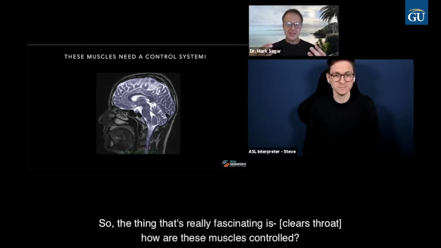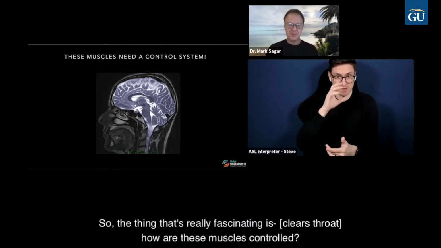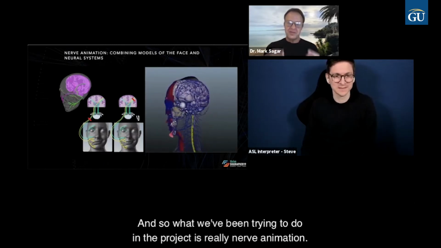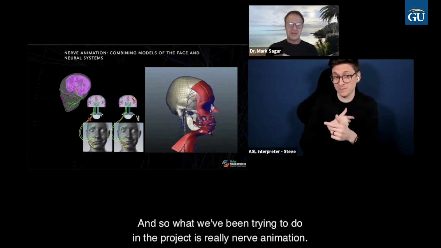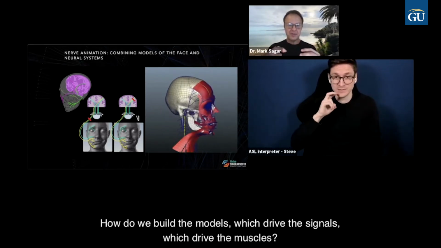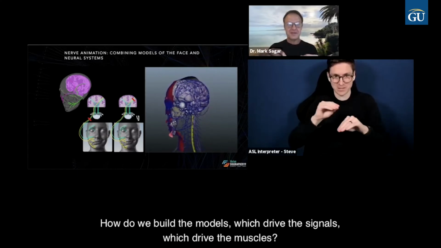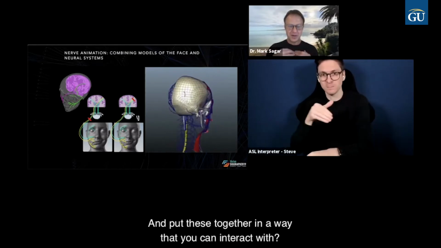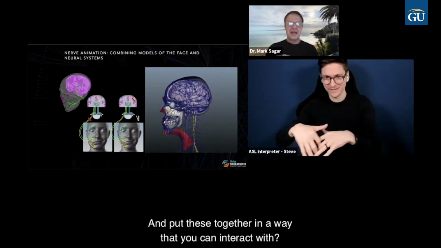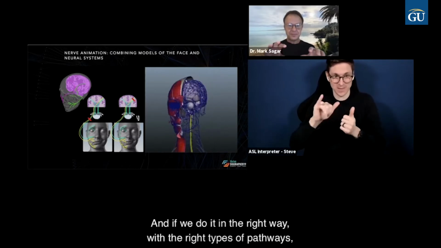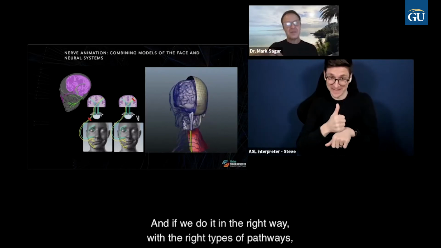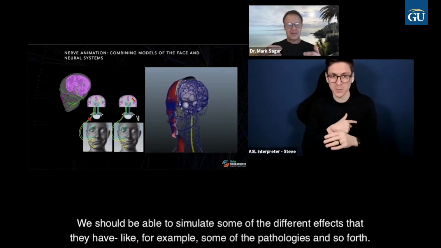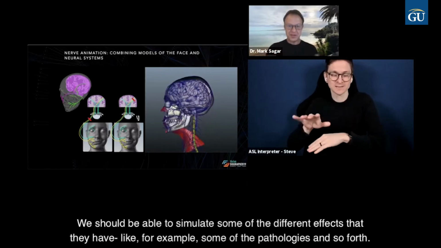The thing which really fascinated me is how these muscles are controlled. What we've been trying to do in the project is really nerve animation. How do we build the models which drive the signals that drive the muscles, and put these together in a way that you can interact with? If we do it in the right way, with the right types of pathways, we should be able to simulate some of the different effects that they have, like, for example, some of the pathologies and so forth.